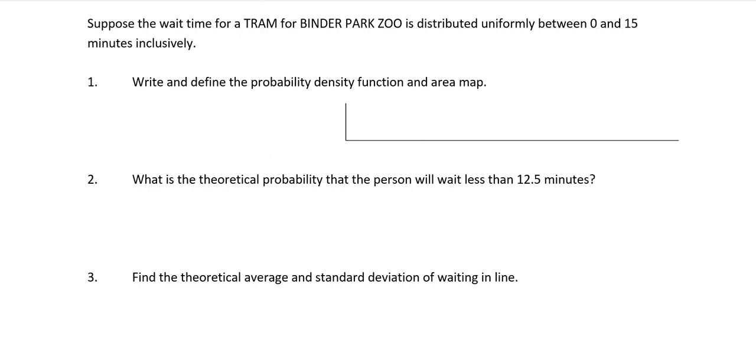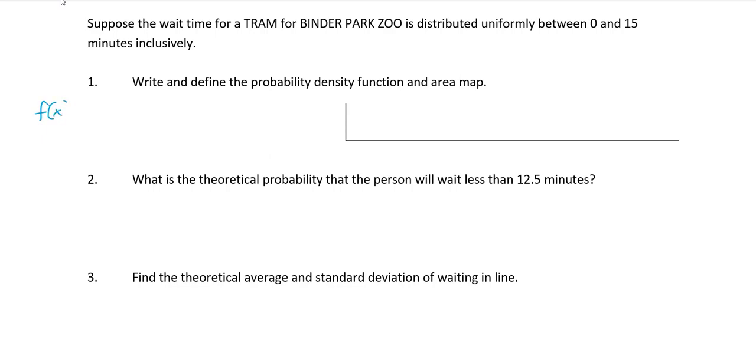I got that problem because when I go to the Binder Park Zoo, they have a tram that takes you to another one of the cool exhibits there, and it says on a big sign, tram shows up every 15 minutes. So that means you're either getting on the tram when you get there, or you're jumping on 15 minutes later. That's if there are no other people in line taking up the space more than one tram length. So we are going to write and define the probability density function and the area map I have set out for you. So let's write the probability density function.